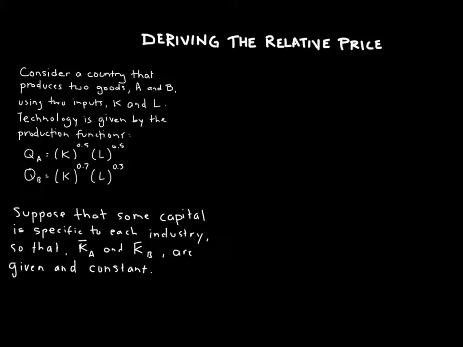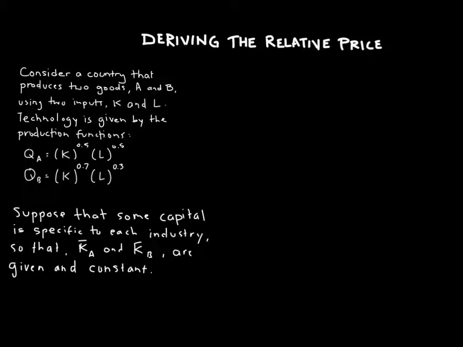Well, let's just take an example. Suppose we have a country that produces only two goods, A and B, and this country uses only two inputs, capital and labor, and the technology is given by the production functions, which are Cobb-Douglas and constant returns to scale, where QA is K to the power of 0.5, L to the power of 0.5, and QB is K to the power of 0.7, and L to the power of 0.3.